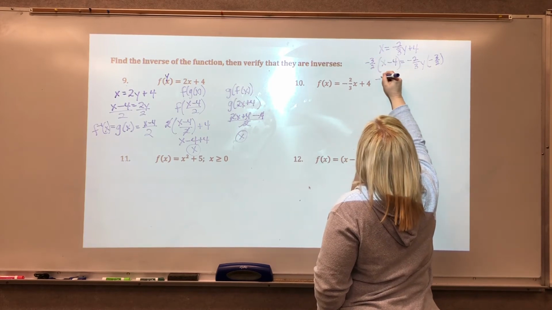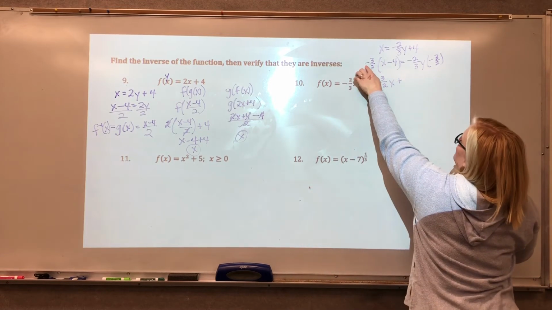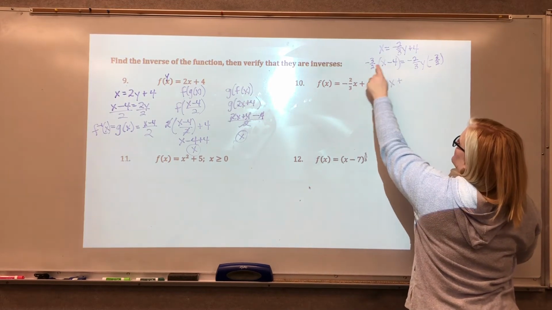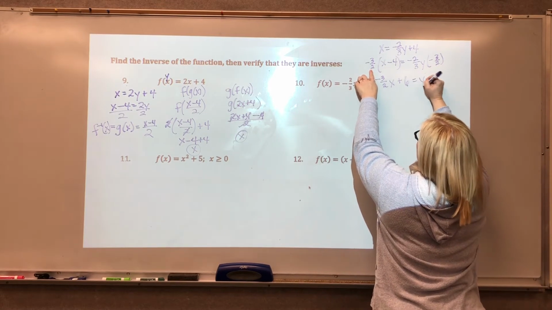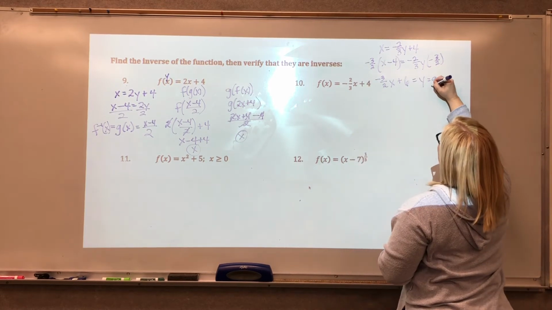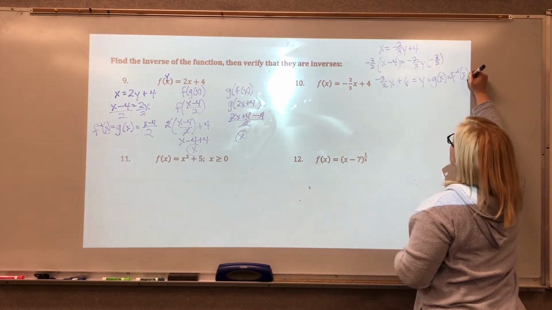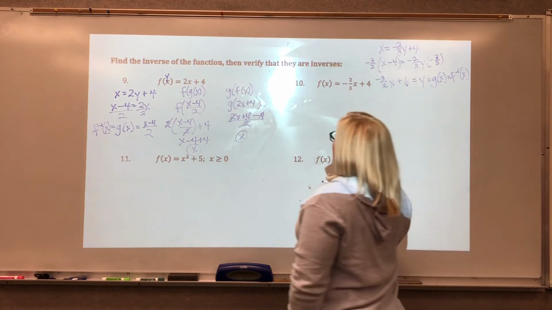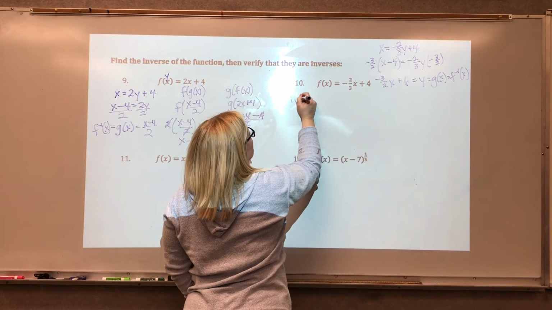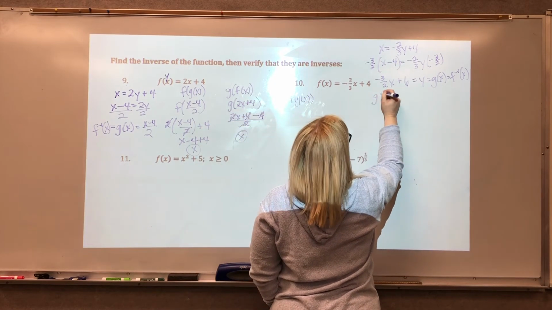And this is going to be negative 3/2 x plus negative 3 times negative 4 is positive 12. Divided by 2 is 6. So this is my g of x, or my f of negative 1 of x. This is my inverse of this. So let's find f of g of x and g of f of x.